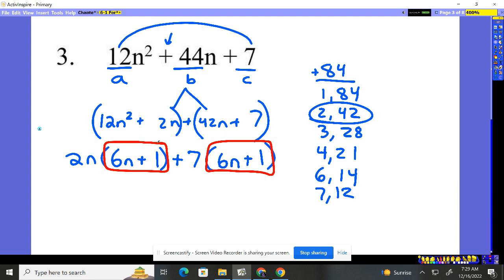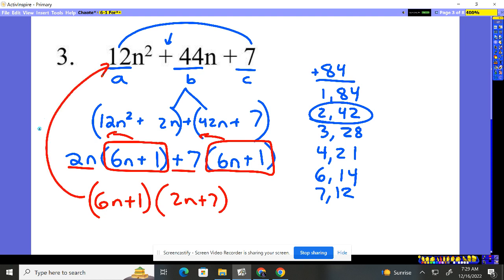And you really have just two pieces here. You have the 2n times the 6n plus 1 plus this other piece. Well, what happens, that means the 6n plus 1 can factor out in front, and you're left behind with the 2n plus 7. And notice 6n plus 1 times 2n plus 7, guess what it gives you? Boom! It gives us that 12n squared plus 44n plus 7. We have just factored that difficult fella by using the busting B method.